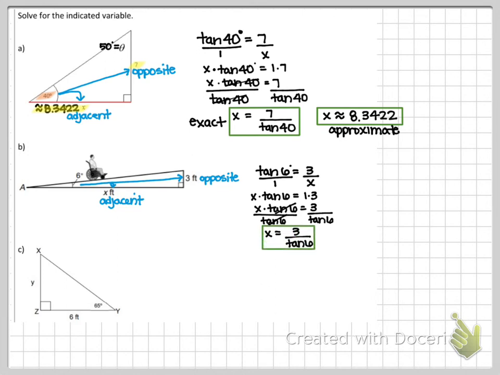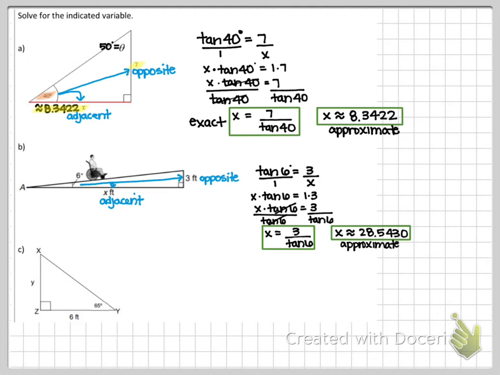Let's go ahead and get the approximate. So let's type this into the calculator. Again, I recommend using the scientific calculator that I have linked. So I do 3 divided by tangent of 6. Watch those parentheses. This is going to be 28.5430. So there is our approximate answer. Do a quick check and make sure that this makes sense in the picture.